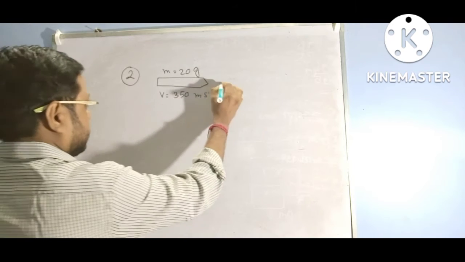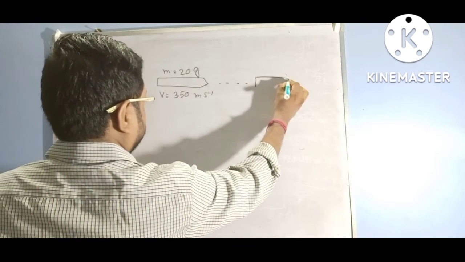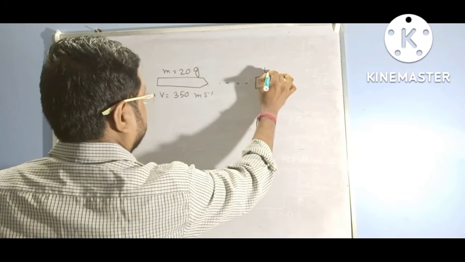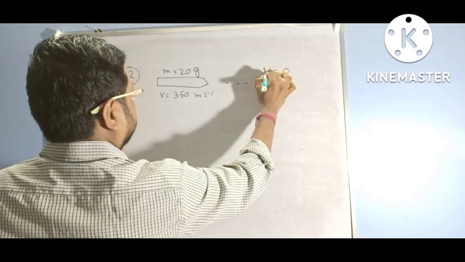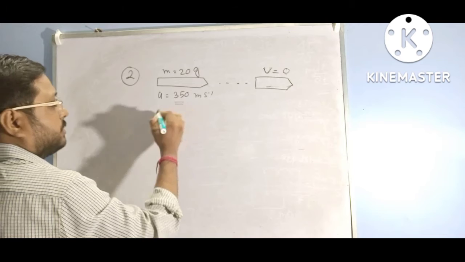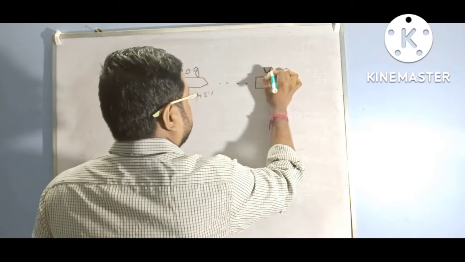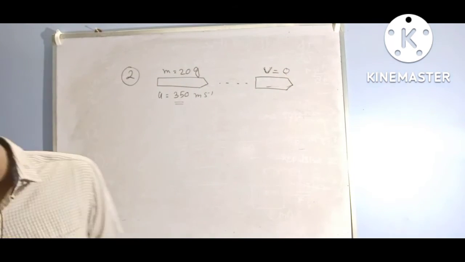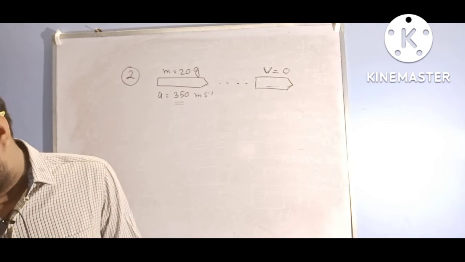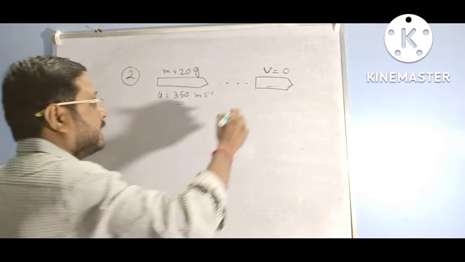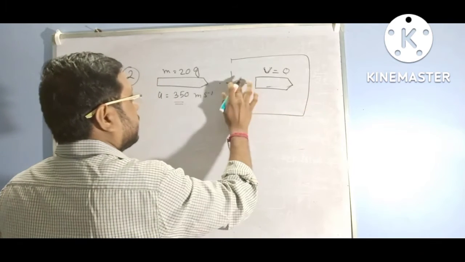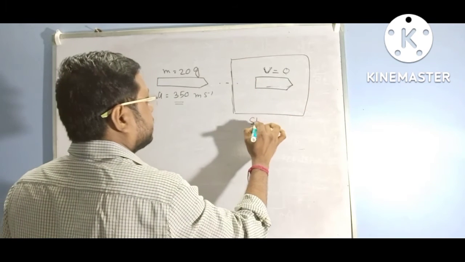It comes to rest, so v equal to 0. Here u, the initial velocity, is 350 meter per second, and as it comes to rest, the final velocity is 0. It penetrates 40 cm into a steel target. If this is a steel target, it penetrates into the steel target. This is a steel target.